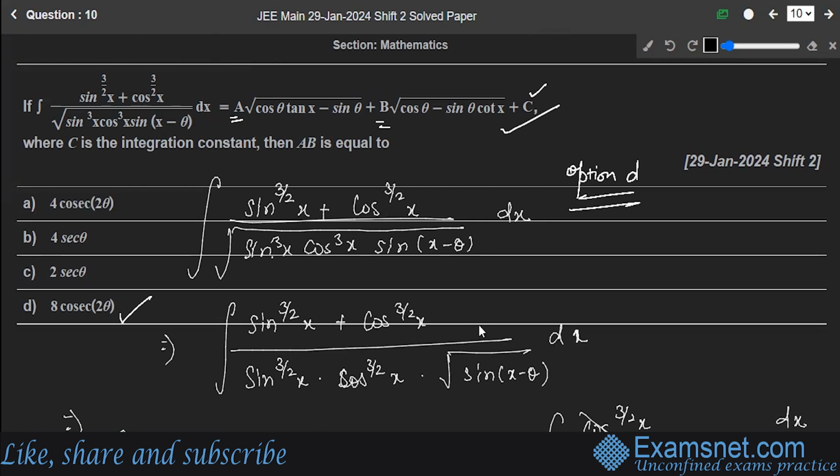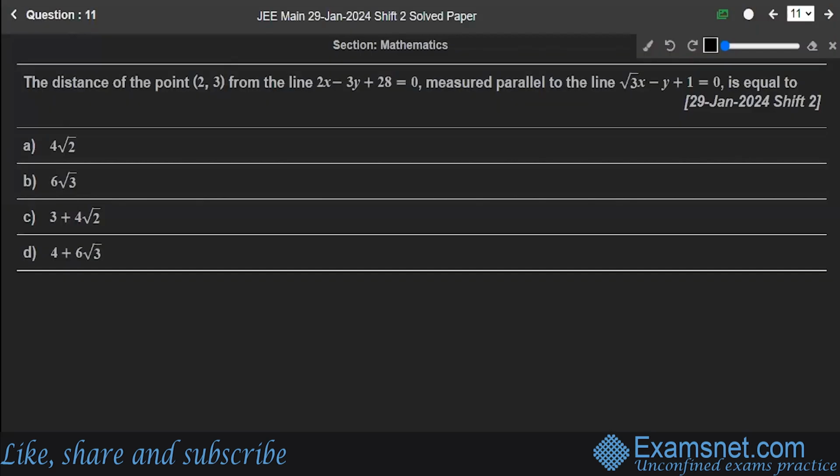Hope you're clear with this. Let's move to the next question then. Question number 11: the distance of the point from this line, measured parallel to this line, is equal to... Let's say this is your point A, having the coordinates 2, 3, and this is your R, and this is your line. What is that line? 2x minus 3y plus 28 is equal to 0, and you have to find out that distance R, measured parallel to this line.